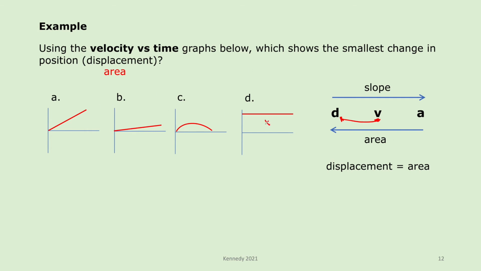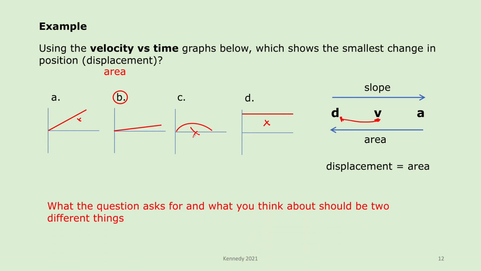Well, certainly not that one. That's a huge area. This one's a pretty big area too. This one looks much smaller than this one. So I think that B is definitely the smallest area, therefore the smallest displacement. So again, what the question asks for, and what I'm thinking about, in a way, is two different things. It asks for displacement, but as I analyze the graphs, I think about the area, using my little DVA memory aid there.